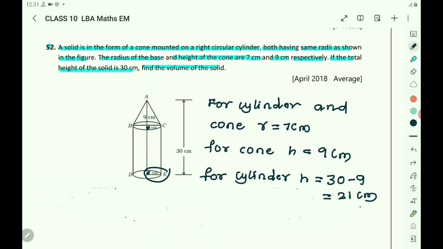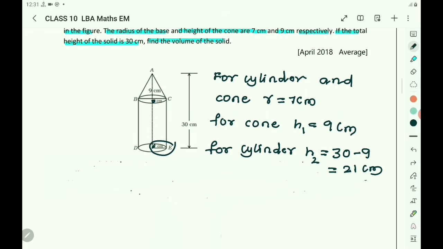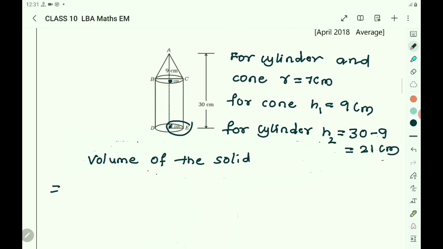Let us consider these as h1 and h2 because the heights are different here. Therefore, you consider h1 and h2. h1 is the height of the cone and h2 is the height of the cylinder. Now what do we have to find out? We have to find the volume of the solid. Then you write volume of the solid equals volume of cone plus volume of cylinder.